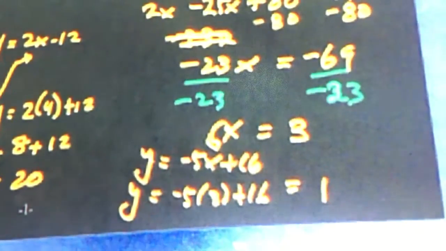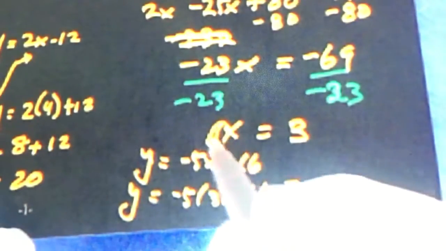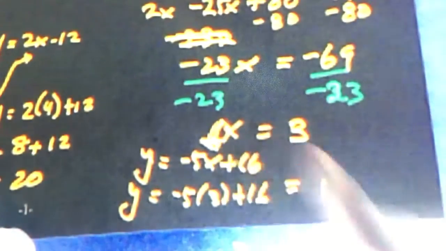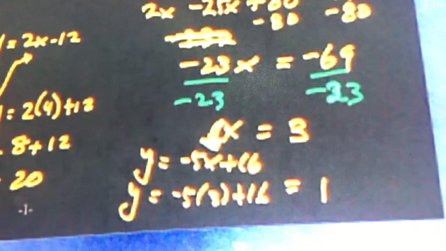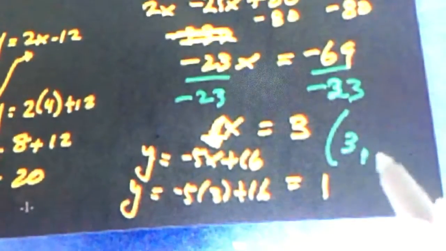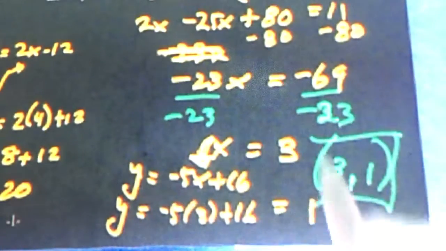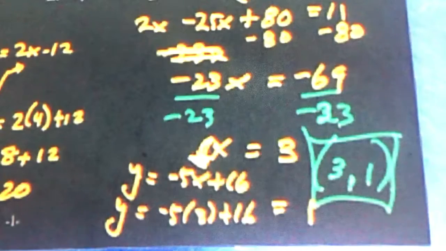So our answers are there. We have our x value and our y value. Our x value is equal to 3, and our y value is equal to 1. So we simply put that 3, 1 as our answer, box it. That's our solution. And that's where the lines cross, and that's solved by substitution.